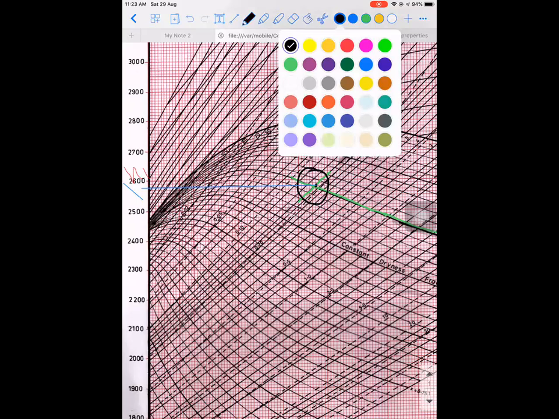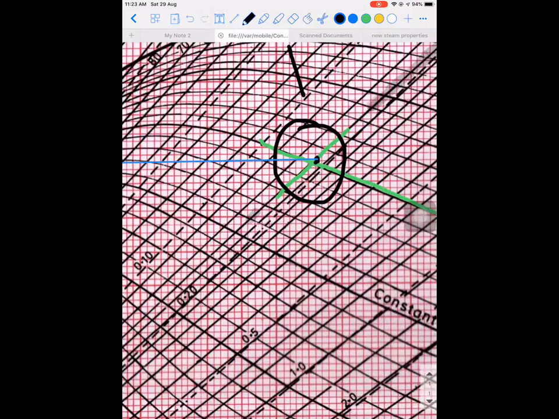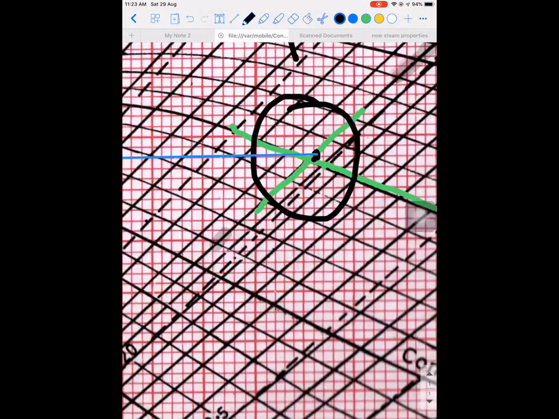What is this, sir? H1. You please identify this point. Sir, once again, I will zoom it. Once again, I will tell you. Yes, sir. This is the 10 bar line.